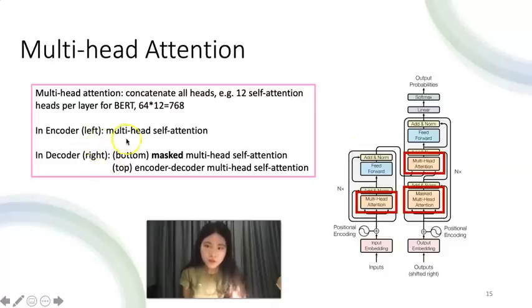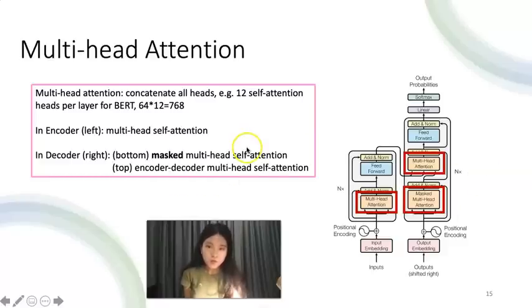And as you can see, in the encoder, we have multi-head self-attention. And in the decoder, we have this masked multi-head self-attention. Simply put, the mask is needed because in the decoder, you can't see the words in the future. Basically, you can't see your context to your right. So you need to mask out anything from your right.